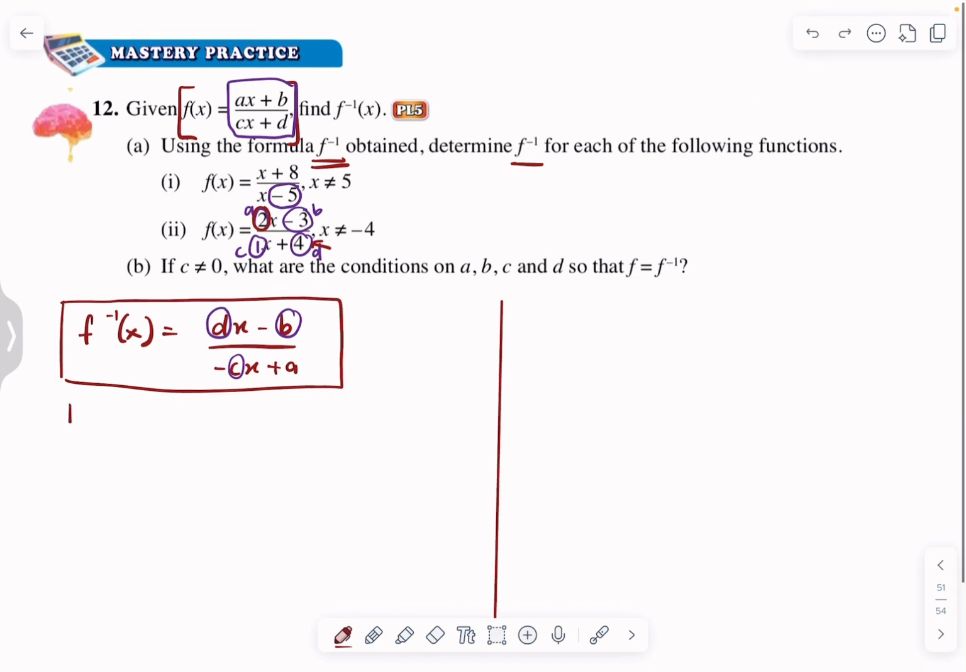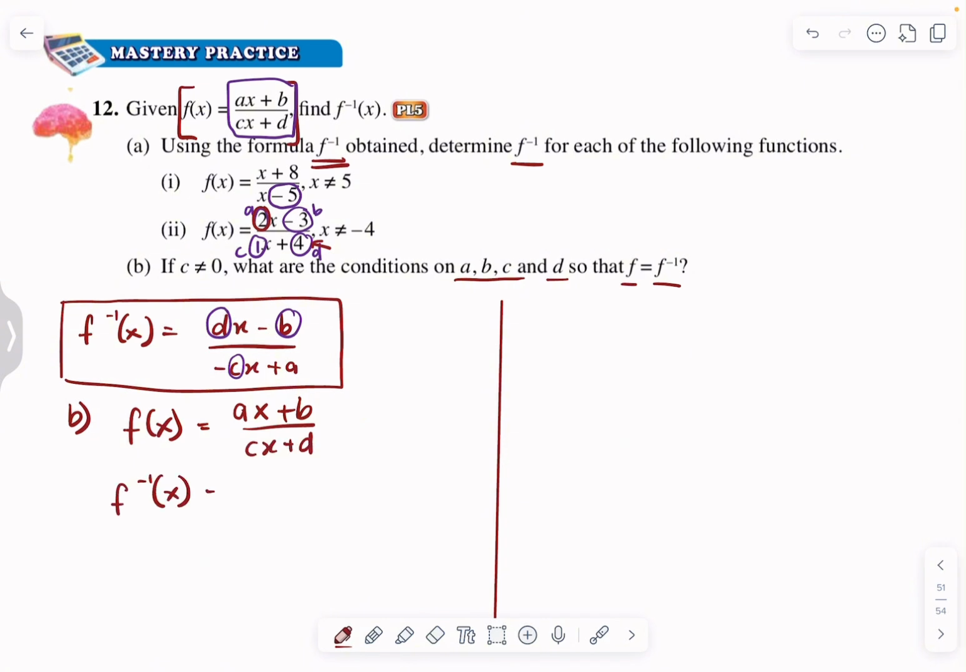Question B. If c is not 0, what are the conditions on a, b, c and d so that f is f inverse? Our f(x) is (ax plus b) over (cx plus d). And our f inverse x is (dx minus b) over (negative cx plus a). So if f equals to f inverse x, that means (ax plus b) over (cx plus d) must equal to (dx minus b) over (negative cx plus a).